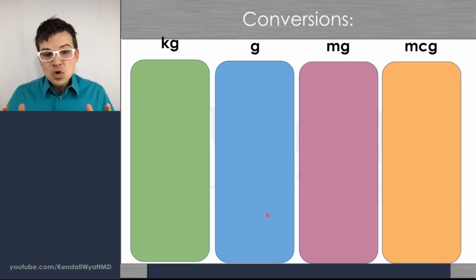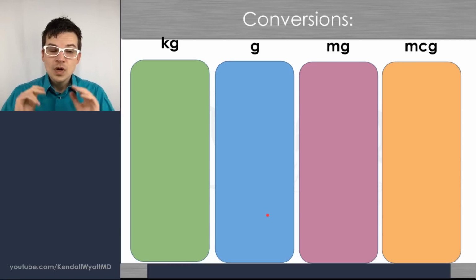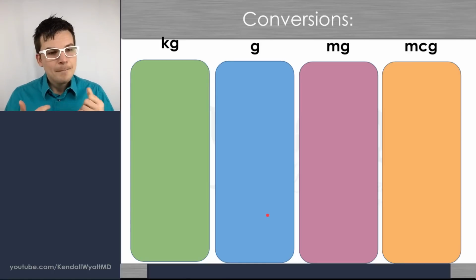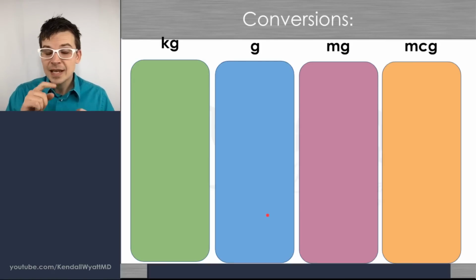Now, as we move on to conversions and we talk about the metric system, we need to do 4 big categories that you're going to see on almost all of your exams: kilograms, grams, milligrams, and micrograms. kg, g, mg, and mcg.